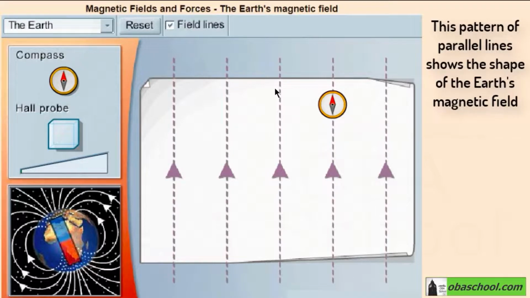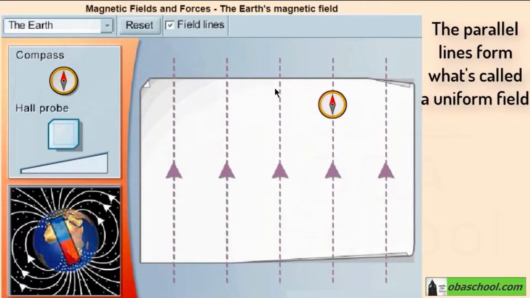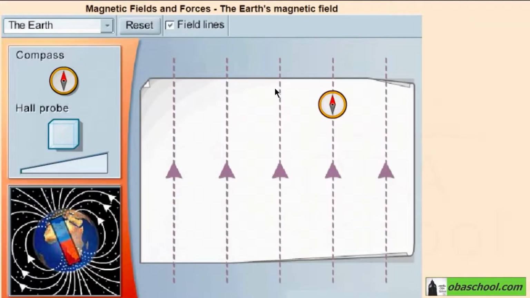This pattern of parallel lines shows the shape of the Earth's magnetic field. The parallel lines form what's called a uniform field. Look again at the small picture of the Earth and lines of force. Although the lines look parallel on the paper, if they continue northwards, they would actually converge and form a pattern shown on the Earth diagram.